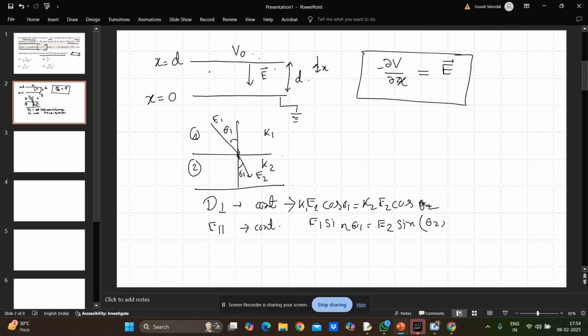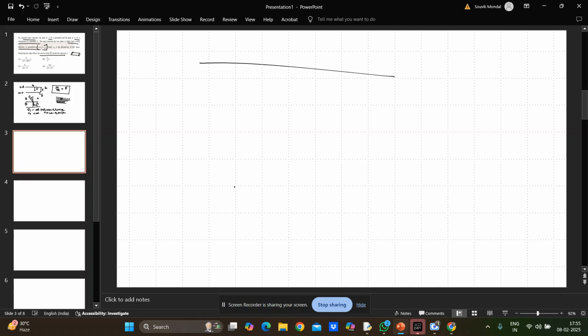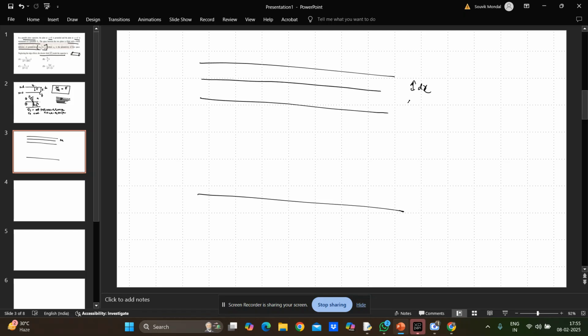So this is the plate filled with some dielectric from here to here. You can imagine this plate is made up of infinitesimally thin layers. So this is dx, this is dx, very small dx layers, and they are filled. Suppose this is the infinite plate, and this is a very small element dx, and at every x the permittivity is changing.